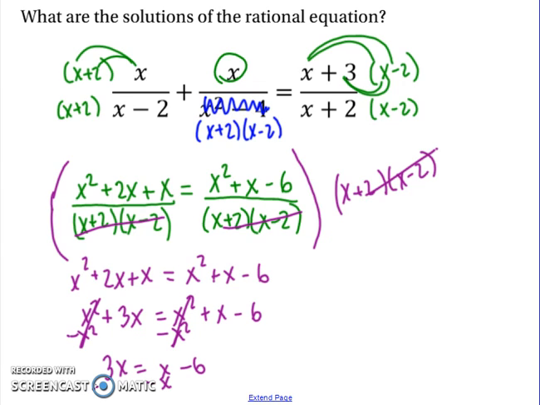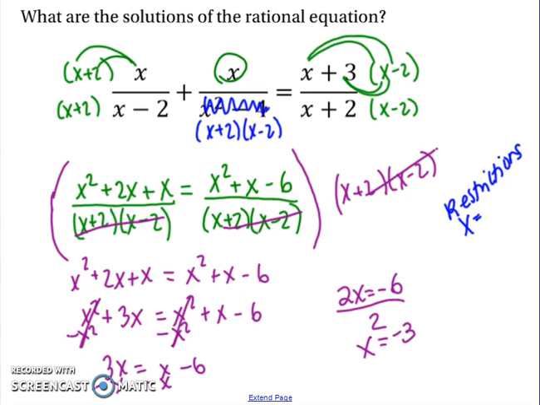So we're going to subtract x. So we get 2x equals negative 6. Divide by 2. So x equals negative 3. Now if we check our restrictions here, x cannot equal negative 2 or positive 2. So since x equals negative 3 is not one of my restrictions, that's going to be my answer. So x equals negative 3.